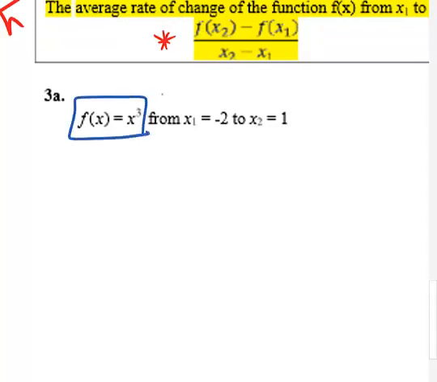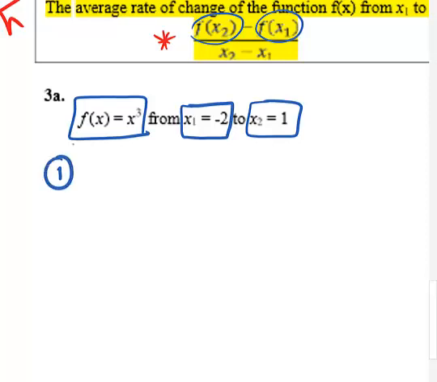So that's kind of what we're gonna do here. That's the f of x, but they're giving us x1 is -2, and x2 is 1. So it's up to you. If you feel comfortable, you can just plug everything in this formula right now. Or you can go step by step. Like first you could figure out the parts of it.